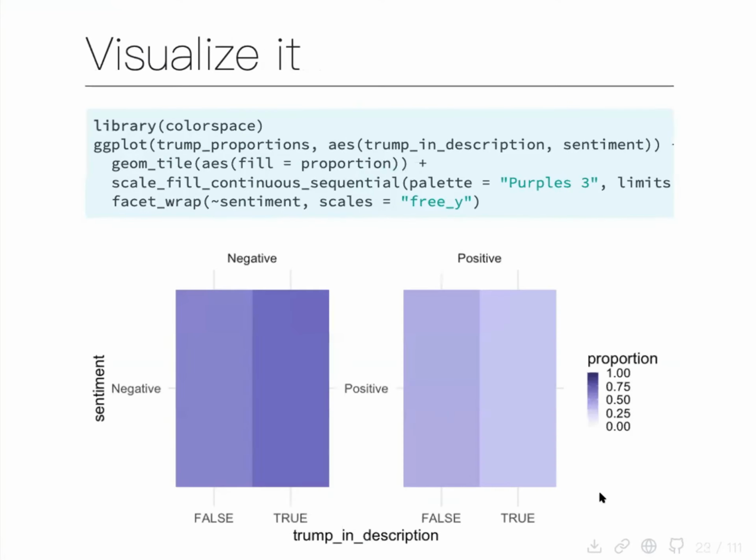This is a way of looking at it sort of visually. This is still actually not ideal, but you can see for negative tweets, right? When Trump is in the description, this is a higher proportion, right? And then of the positive tweets, when Trump is in the description, there's a lower proportion. Okay.